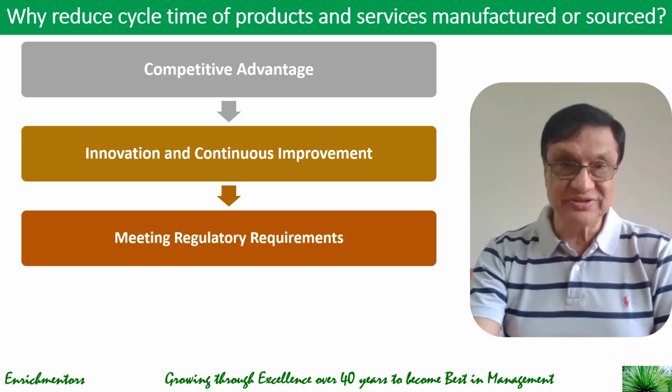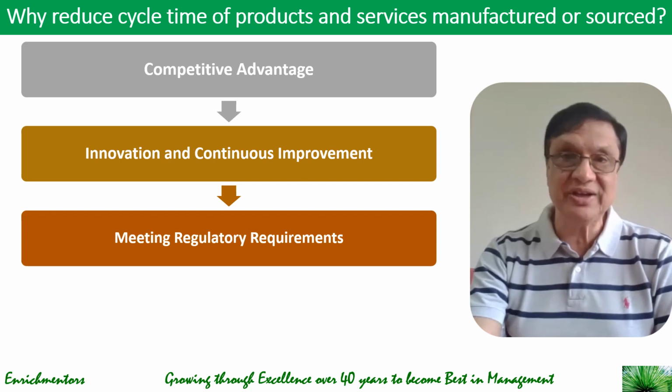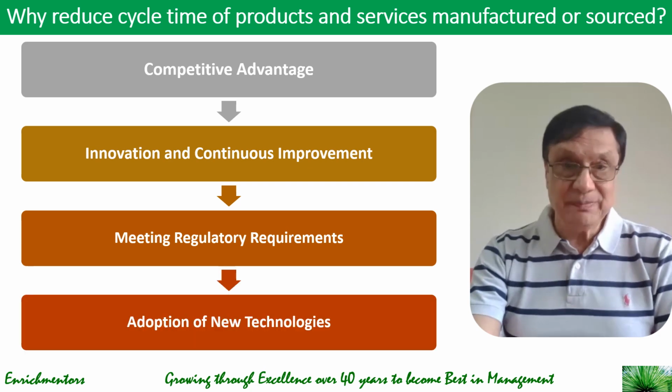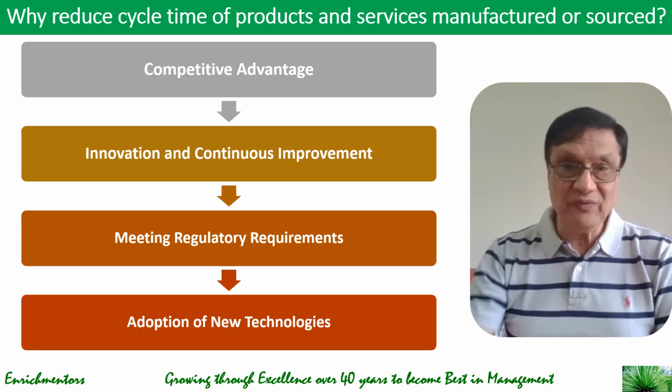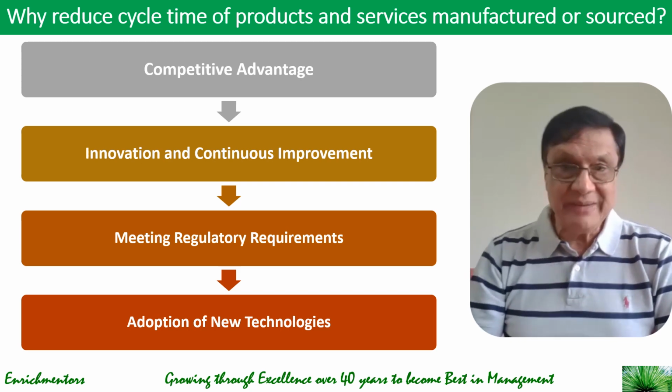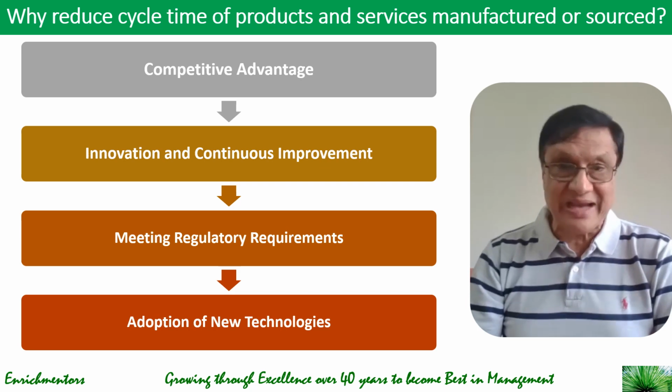In some industries, regulatory requirements may demand timely delivery or adherence to specific timelines. Reducing cycle times helps businesses meet these regulatory obligations, avoiding potential penalties or compliance issues. So not only better customer service, lower cost, lower inventory, but better regulatory compliance as well. The pursuit of shorter cycle time often drives the adoption of new technologies and automation. Embracing technological advancements can lead to increased efficiency and competitiveness.